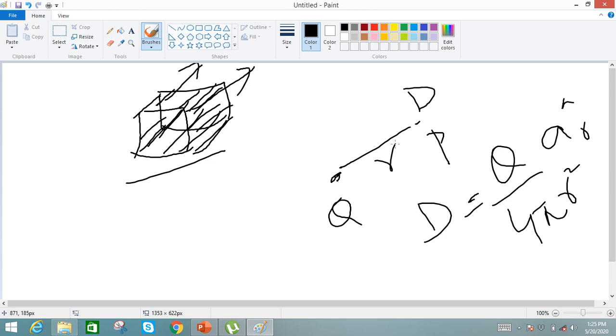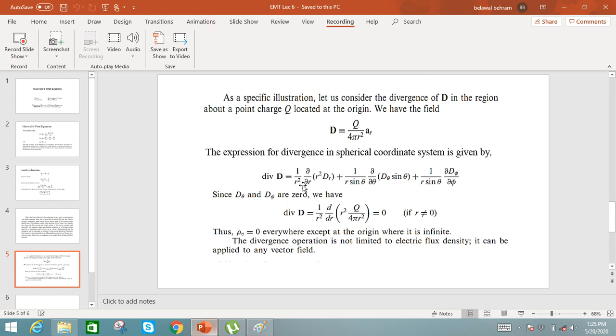So we have the point charge that is located at the origin. There is no other charge in its region. We only have this point charge that is located at the origin of a spherical coordinate system, and the electric flux density at point P due to this point charge will be equal to Q divided by 4 pi r square. As we have taken the spherical coordinate system, and we know that the divergence of electric flux density D in spherical coordinate system is represented by this equation.